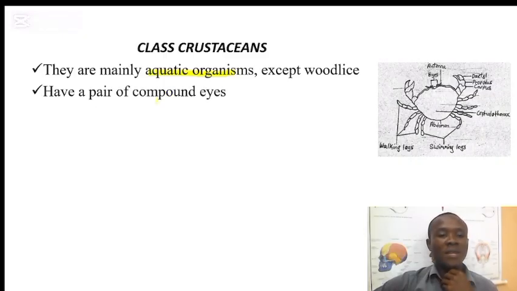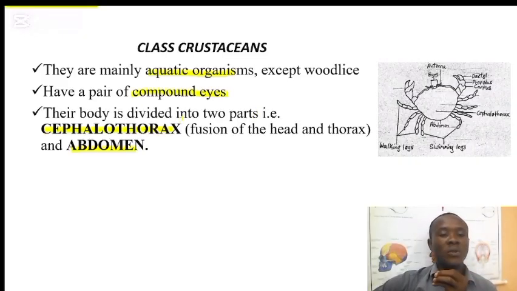Next, they have a pair of compound eyes. Compound eyes have many lenses in them, but a simple eye has just one lens. So these organisms have a pair of compound eyes. Their body is divided into two parts. One part is where the head and the thorax fuse together to form the cephalothorax, and the other part is the abdomen.